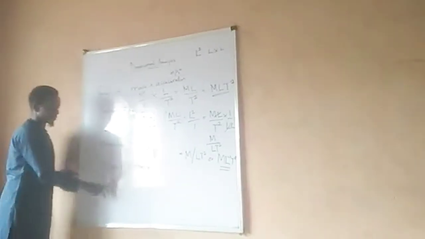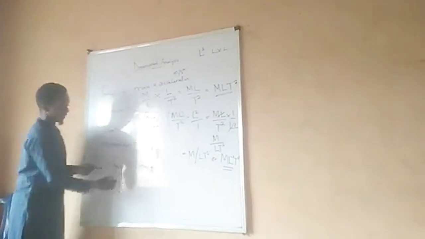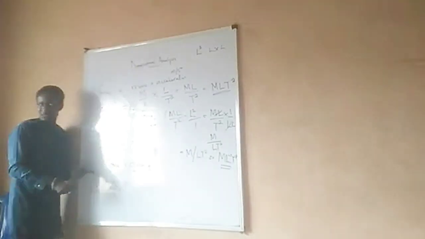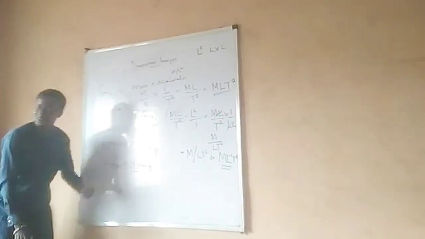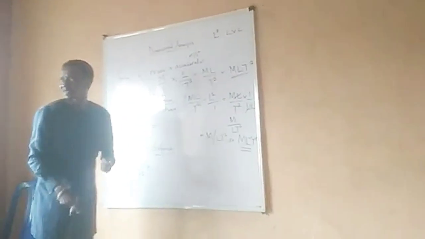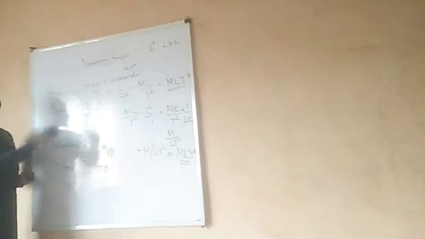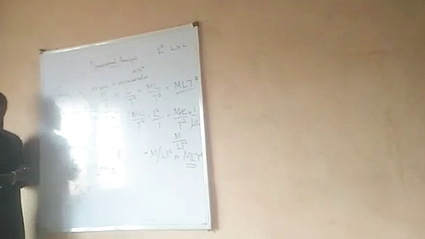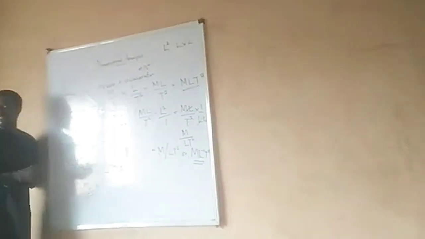So this is my force, ML over T squared, times my distance. My distance is also a word, length. I told you distance is ground length between points or locations. So it's still a form of length. What is my dimension for length? L. So not L squared. L squared is area. This is just distance. Length.